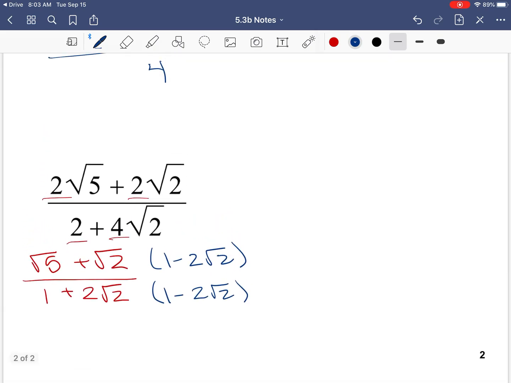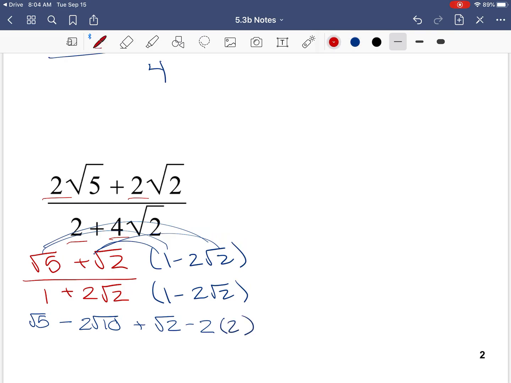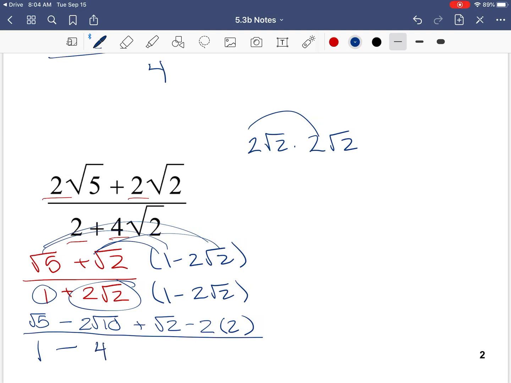So when I multiply, root of 5 times 1 is root of 5. So first, outside, minus 2 root 10, inside, plus root of 2, and last, minus 2. Root of 2 times root of 2 is root of 4, which is 2. All over, so first term squared, which is 1, minus second term squared. So coefficients times coefficients, radicals times radicals. 2 root of 2 times 2 root of 2, coefficients with coefficients, radicals with radicals. So that would give us root of 4, which is 2.